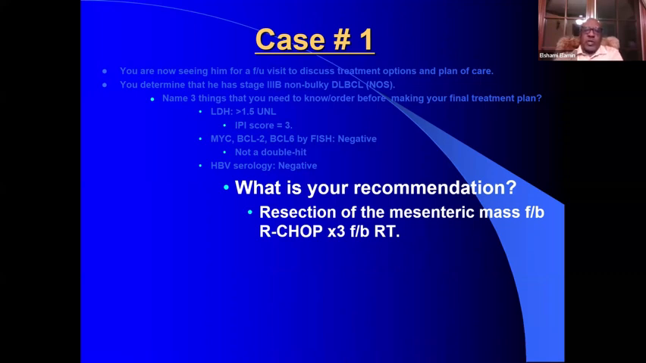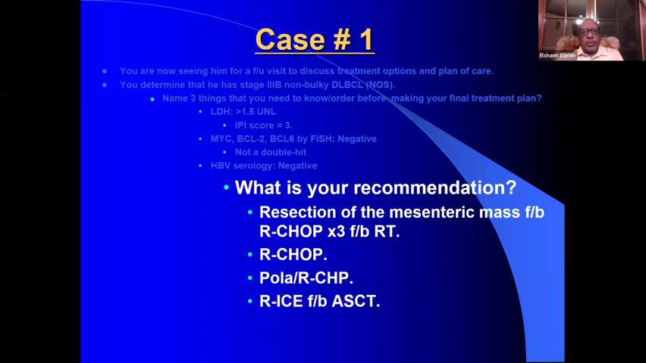You choose either resection of the mesenteric mass, followed by chemotherapy R-CHOP for 3 cycles, followed by RT. This is one option. Second option, R-CHOP. Third option, a new drug called POLA plus R-CHOP. Fourth option, a regimen called R-ICE, rituximab with ICE, followed by autologous stem cell transplant. So these are the 4 options, and we need to choose one of them, or two, or whatever you recommend.